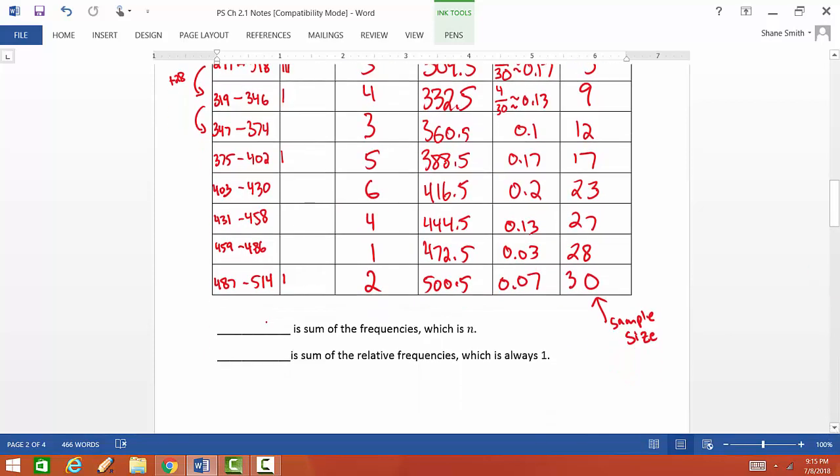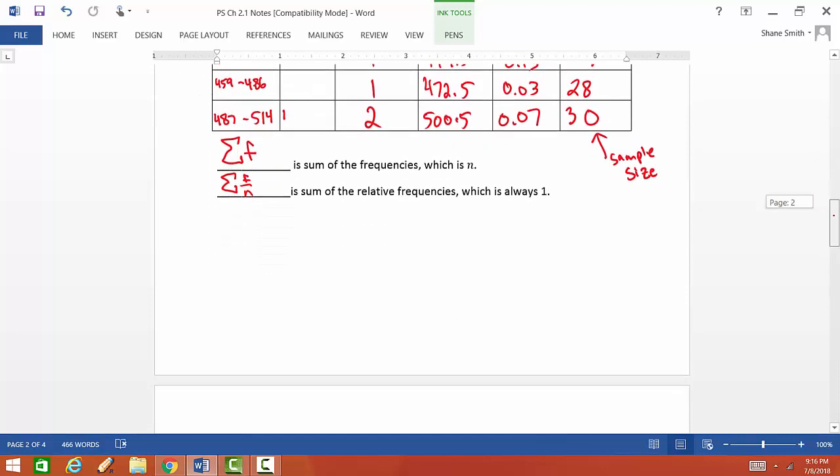Okay. And these blanks here, just some notation that you should know is if I ever write this symbol, this is a capital sigma, which means sum of. So the sum of the frequencies is equal to n. And the sum of the relative frequencies, f over n, is always 1. All right, and that's how you make a frequency distribution.